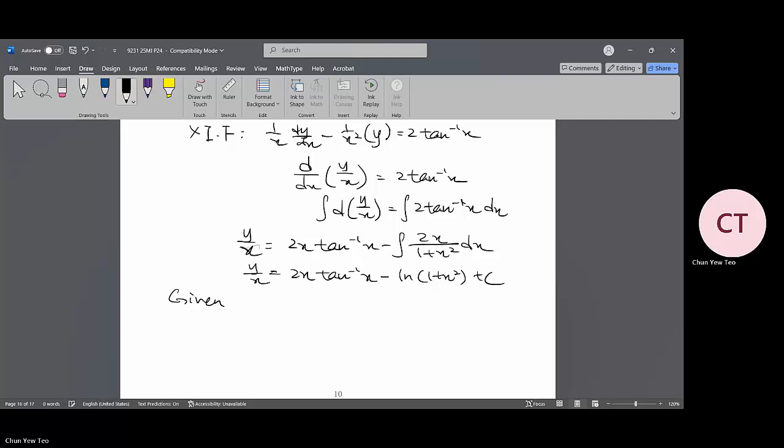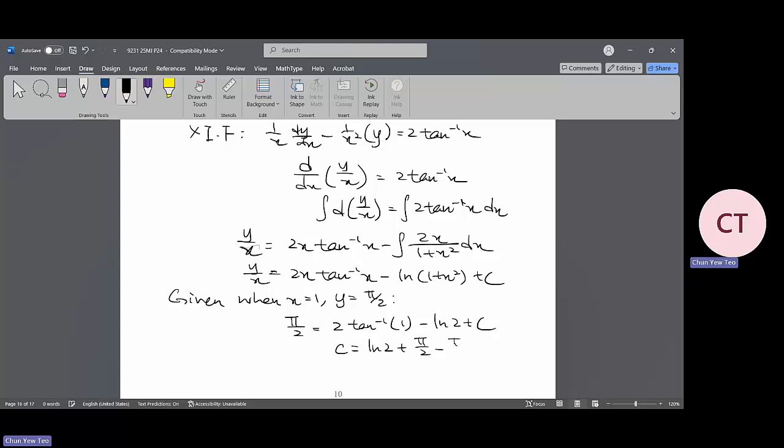Given when x equals 1, your y is equal to pi over 2. So you have pi over 2 is equal to 2 arctan of 1 minus a ln 2 plus a c. So you will get c is equal to ln 2 plus pi over 2 minus pi over 2, which is equal to ln 2.